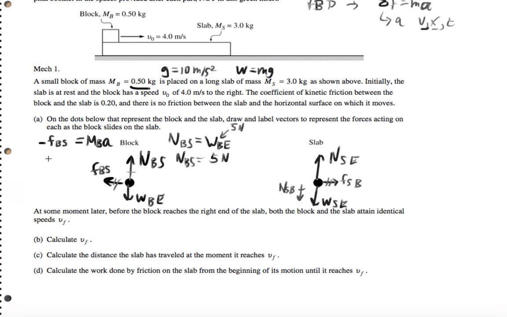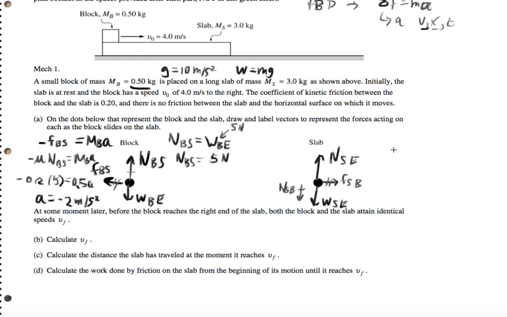And so I can actually use that fact in my friction equation. I have mu times the normal force equals ma. I can go ahead and solve for the acceleration, and I need a negative sign here: negative 0.2 times 5 equals 0.5 times a. And so I'm going to end up getting an acceleration of negative 2 meters per second squared.